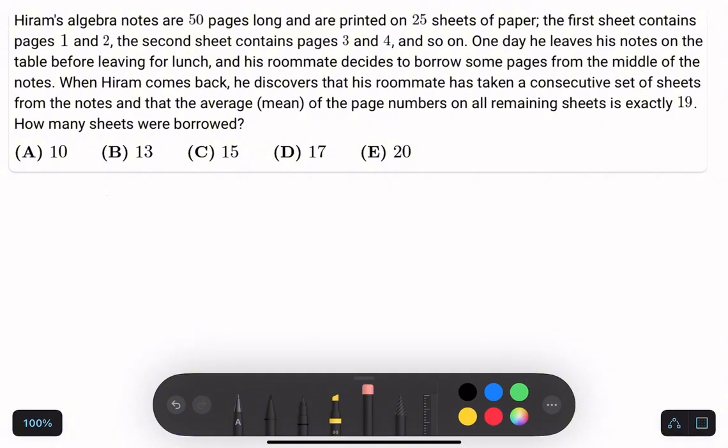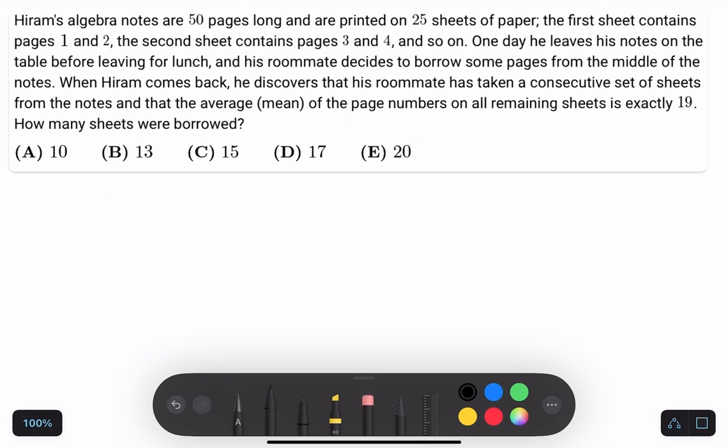One day he leaves his notes on the table before leaving for lunch, and his roommate decides to borrow some pages from the middle of the notes. When Hiram comes back, he discovers that his roommate has taken a consecutive set of sheets from the notes, and that the average, the mean of the page numbers on all remaining sheets is exactly 19. How many sheets were borrowed?